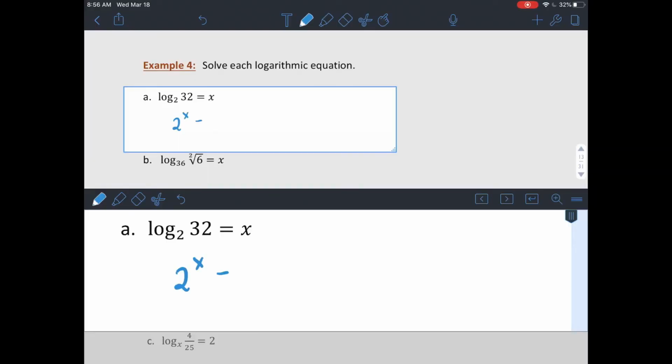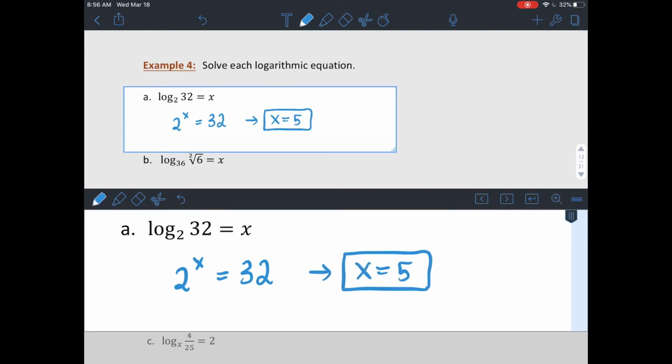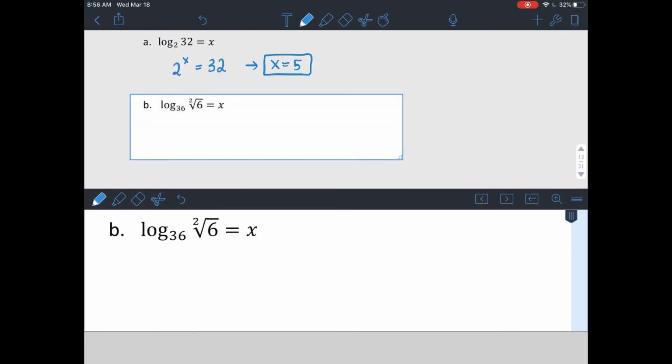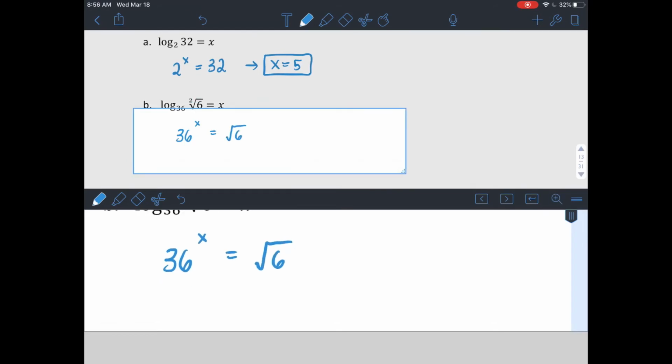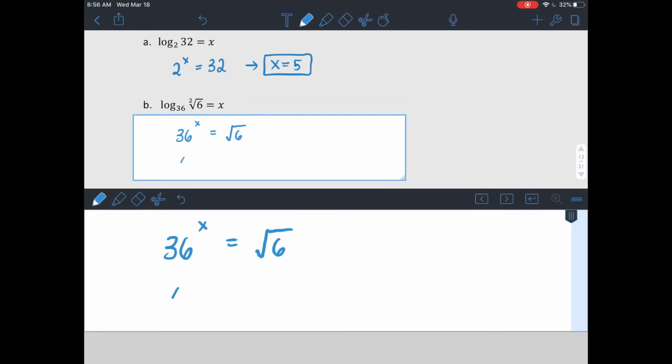So solving an exponential equation, depending on what you're looking for, is really no different than what we just did. Here you're looking for 2 to what power gets you 32, so it's 5. Again, you're looking for the exponent on this one. It's going to be a little bit more complicated to solve because you're looking for 36 to what power gets you the square root of 6.